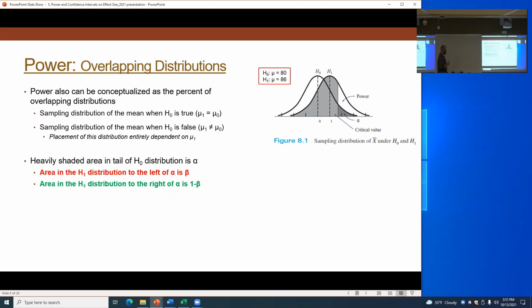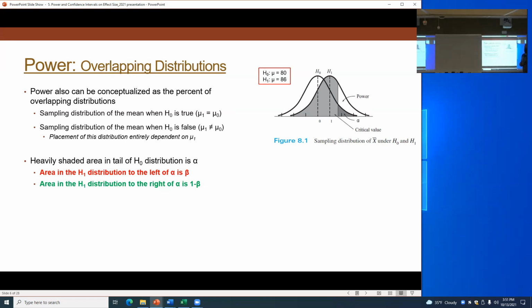So here I'm going to give you a different way to think about this. We can also think about power as the result of overlapping distributions. And this is probably the more helpful conceptual way to be thinking about some of this stuff, okay?